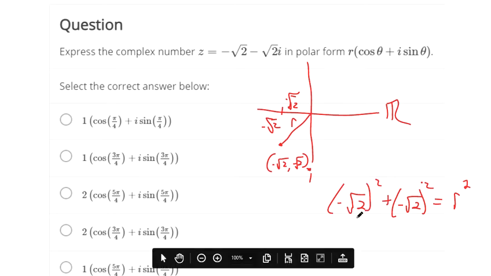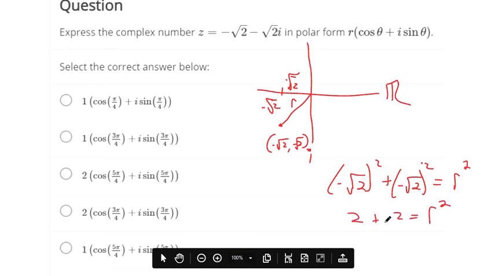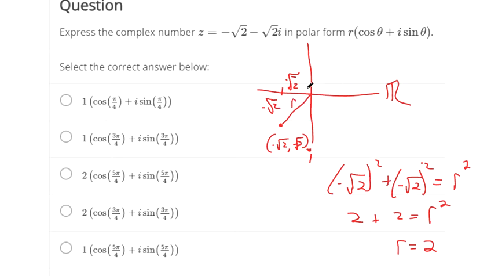So if we simplify, this is 2 plus 2. That's 4. And then take the square root of both sides, so r is going to be 2. So we know what r is going to be. We could define it with negative 2 if we want, but then we'd have to switch out the angle theta. So let's just stick with r as positive 2.